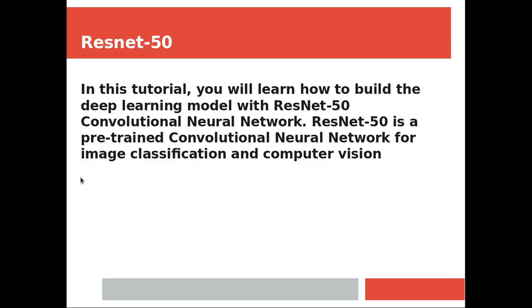In this tutorial, we will learn how to build the deep learning model with Resnet50. Convolutional neural network, which is very important in deep learning. Resnet50 is a pre-trained convolutional neural network for image classification and computer vision. We have seen in my video long back ago also, we have seen Resnet for image classification. That's why it is told here computer vision.